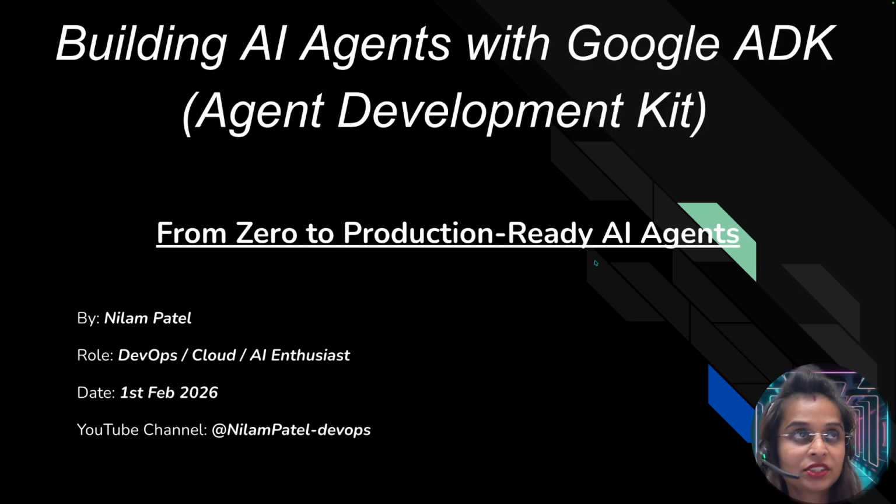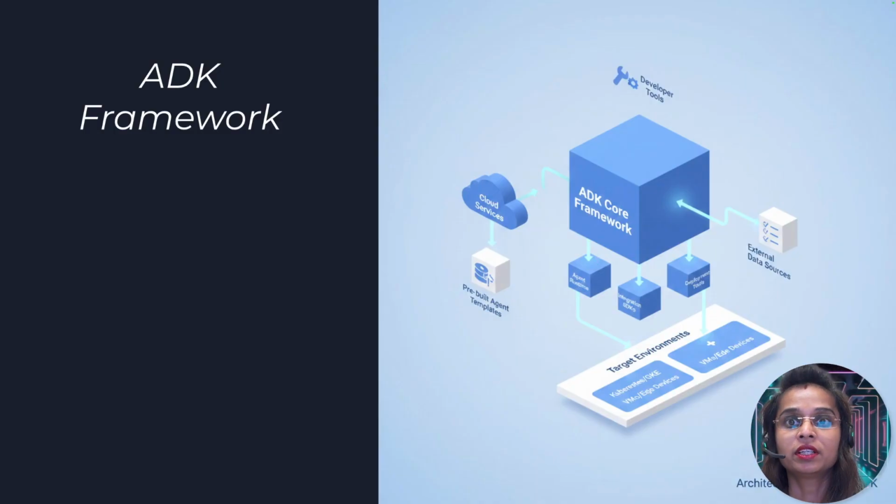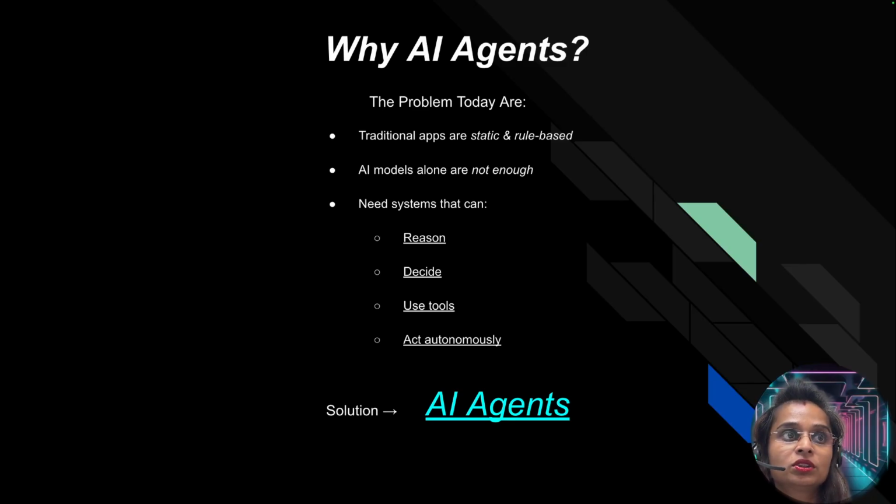So we are building the agent right from zero to production grade AI agents using BigQuery. This is the framework that we have already discussed in the previous video. If you want to watch my previous video, I'll share the link for the first video and you can go and see the framework and what ADK agents are and all. In short, AI agents can do the reasoning, take the decisions, use the tools, act autonomously, and provide the solutions.